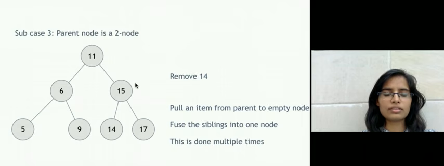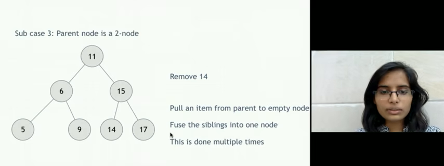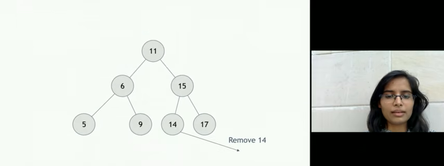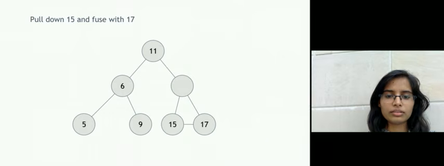Hence, because of this underflow, this is a different subcase. But what we'll do is just simply repeat these steps, and these steps are similar to subcase 2. So it's actually a subcase 2, nothing special, but we'll be just repeating these two steps. So we remove 14. It becomes an empty node here. Now we pull down the parent here, 15. Fuse these two siblings into one node.